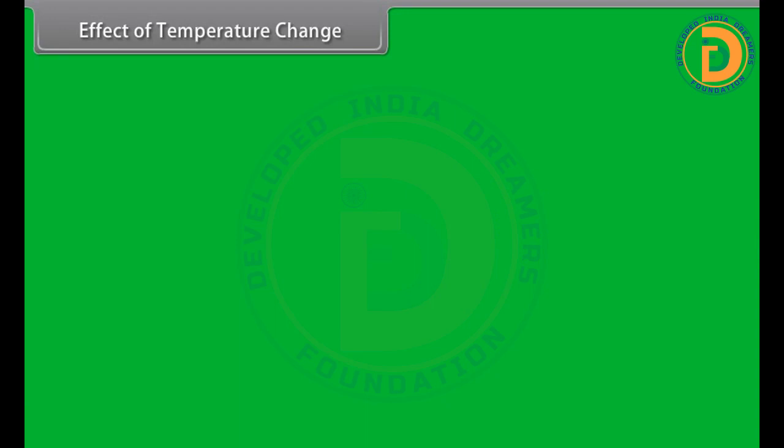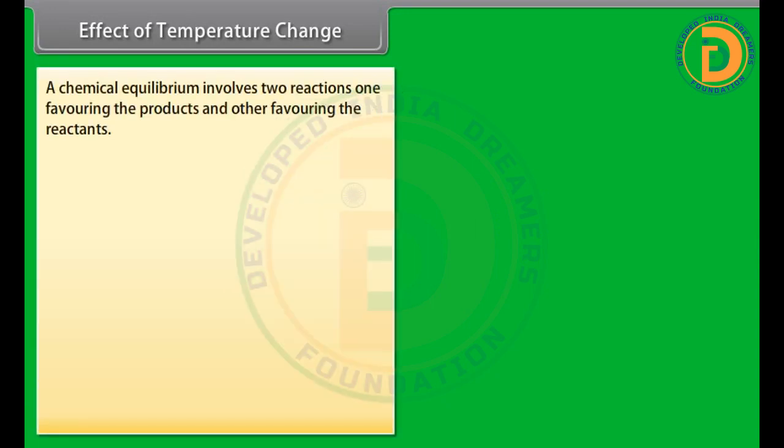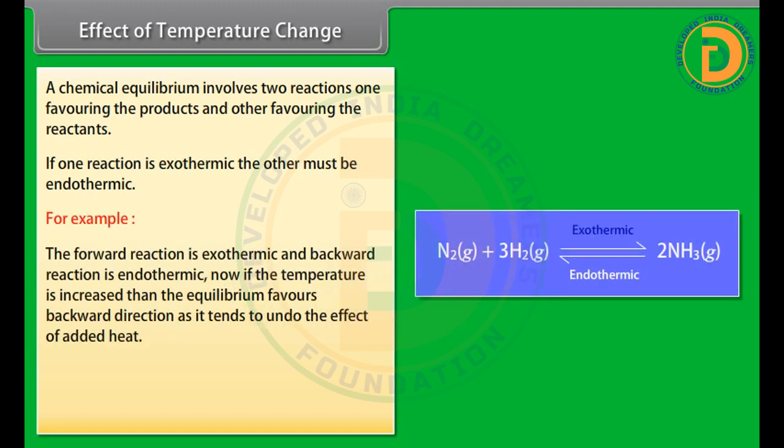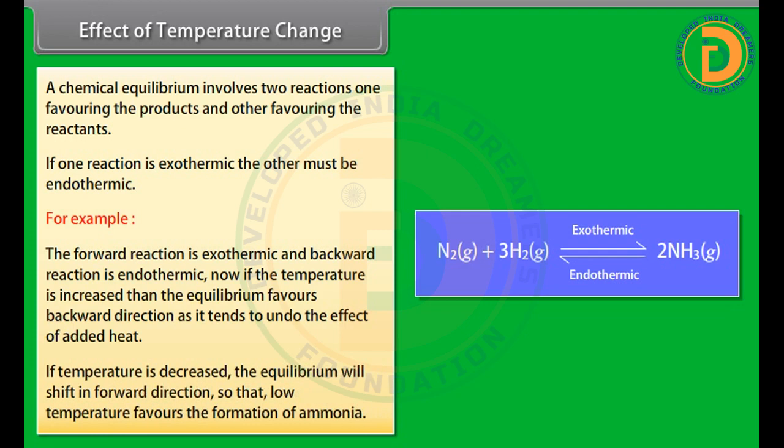Effect of temperature change. A chemical equilibrium involves two reactions, one favoring the product and the other favoring the reactant. If one reaction is exothermic, the other must be endothermic. For example, the forward reaction is exothermic and the backward reaction is endothermic. Now, if the temperature is increased, then the equilibrium favors the backward direction as it tends to undo the effect of added heat. If the temperature is decreased, the equilibrium will shift in the forward direction. So, low temperature favors the formation of ammonia.